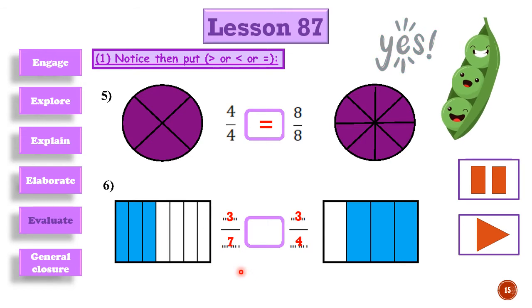Now, look at the denominator. 7 and 4. Okay, when the denominator gets smaller, the fraction gets bigger. Then 3/7 is smaller than or more than 3/4? Yes, it's smaller than 3/4. Okay, thanks. Good job.